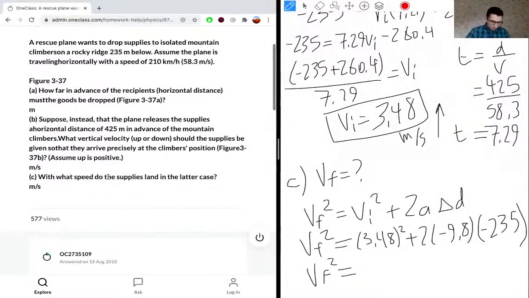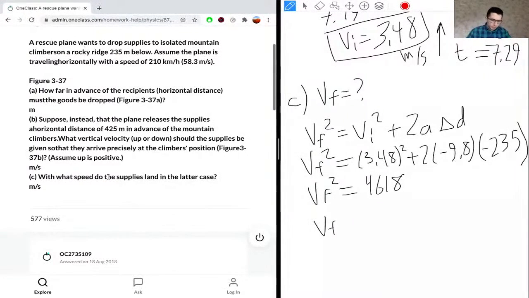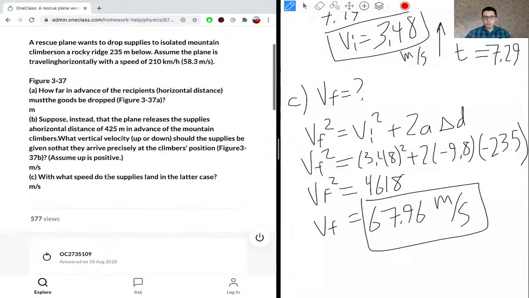So we'll just solve for VF squared. This will give us 3.48 squared plus 2 times negative 9.8 times negative 235, which is 4,618. For VF, we'll take the square root, and that'll give us 67.96 meters per second. So that's the final velocity that the supplies reach when it reaches the climber.